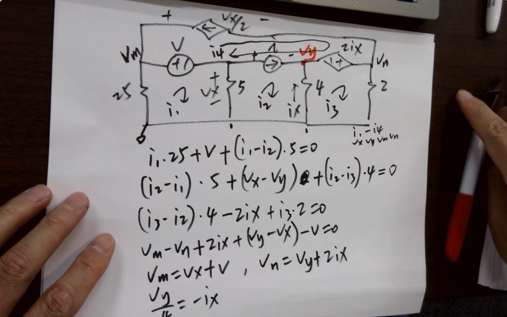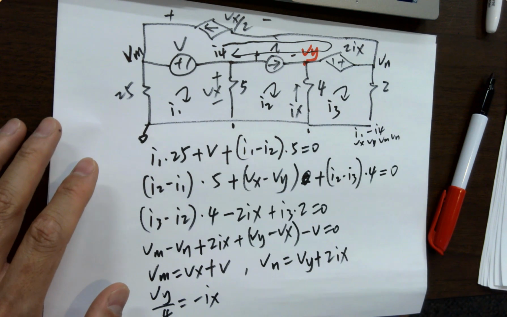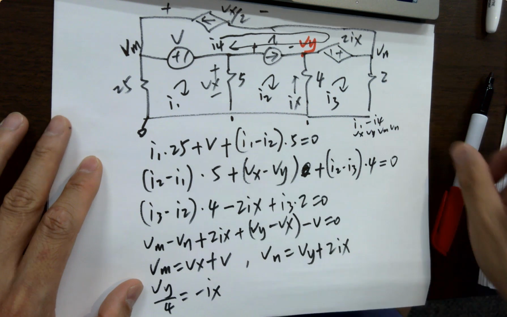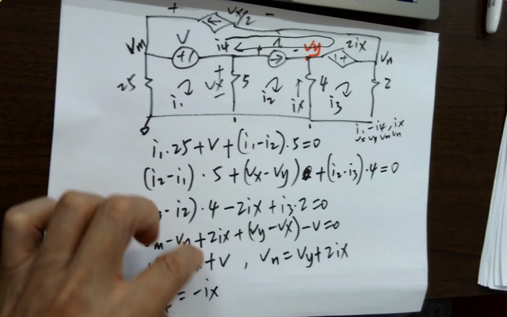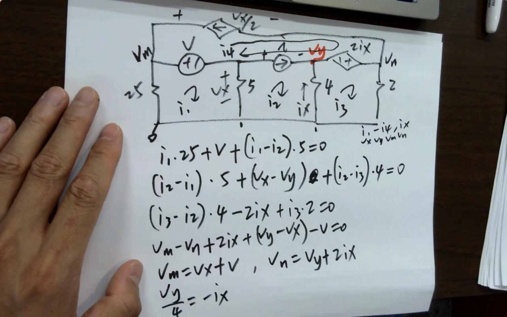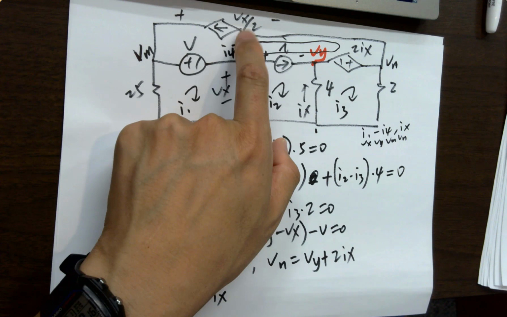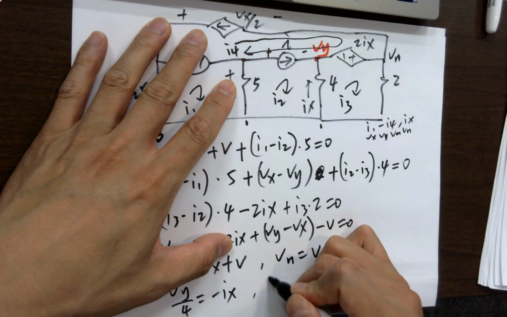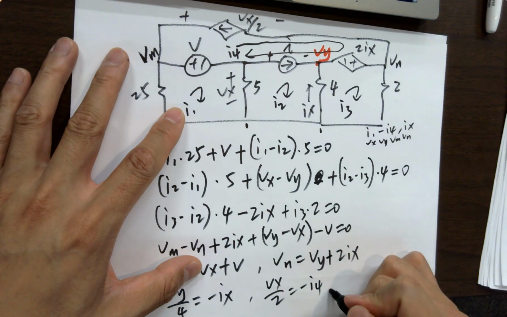Say it again? Ix is also unknown, right? It's unknown, yes. So shouldn't we add that to our list of unknown variables? Oh, yeah, that's right. Yeah, good. So, 9. We need 9 equations. 1, 2, 3, 4, 5, 6, 7. We need 2 more. Here. This is I4, right? Oh, negative I4. Vx over 2 is negative I4. Okay. One more.